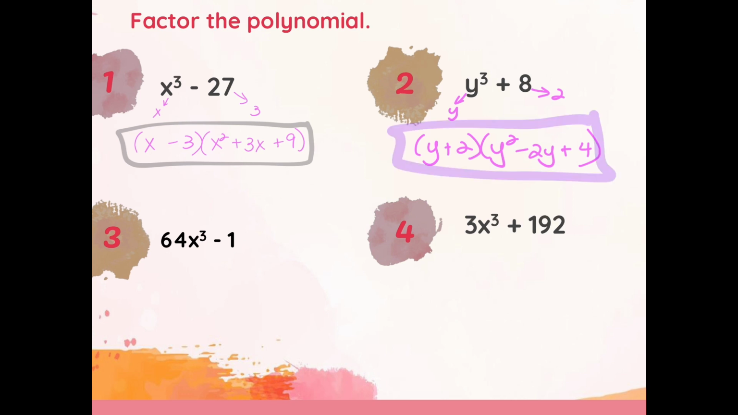For number 3, the cube root of 64x to the third is 4x. The cube root of negative 1, or cube root of 1 is 1, so it's 4x minus 1, then 16x squared, and then the 4x, and then the positive 1. So the signs, again, go same, opposite, positive. If you want to work it all out and then add the signs in at the end, that's totally fine.